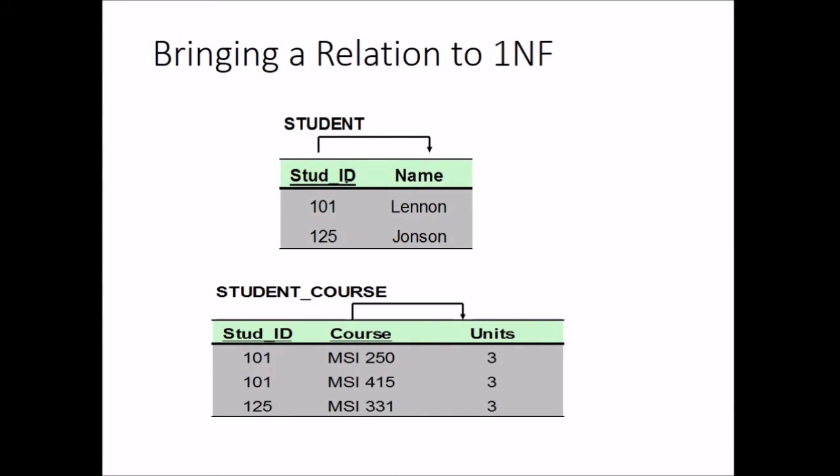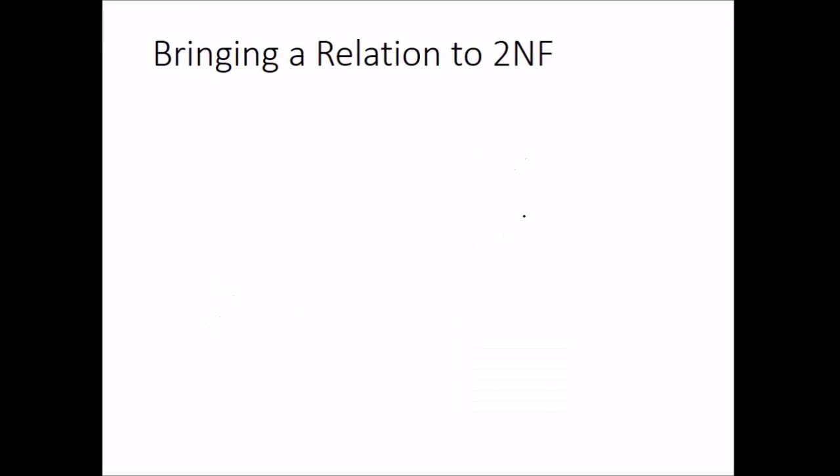So how we are going to do it? We are going to do it that student ID and name will have one table, and course and unit will be the other table, but it has to have a student ID also. This primary key should be there. This is how we break or we create two tables from a single table, making the relationship in 1NF.